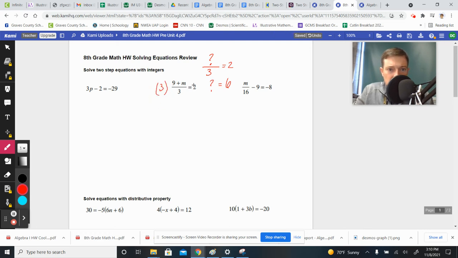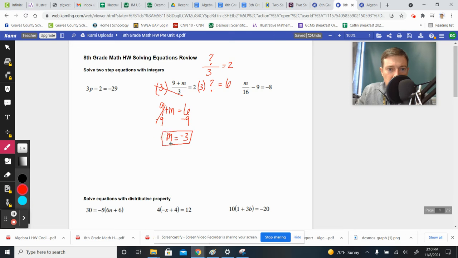We multiply it by 3 over here. We multiply it by 3 over here. It's going to get rid of the denominator on the left, leave us with 9 plus m. And then on the right, we're going to do 2 times 3 and get 6. And from there, it's a super easy question. We get rid of the plus 9 by subtracting 9. And when we subtract 9 from both sides, we get m isolated. And 6 minus 9 is negative 3. And that's the solution that we get for that one in the middle.